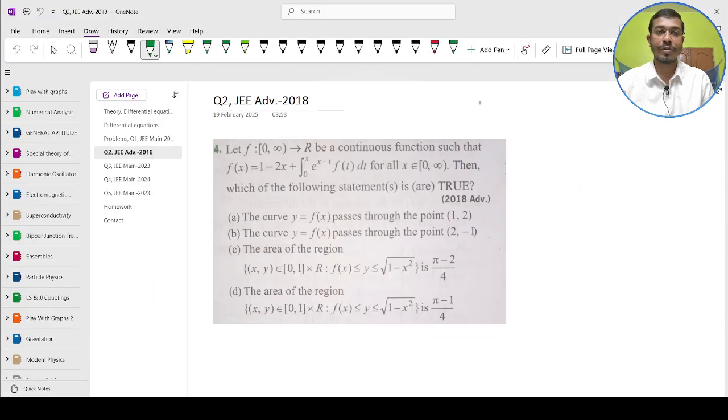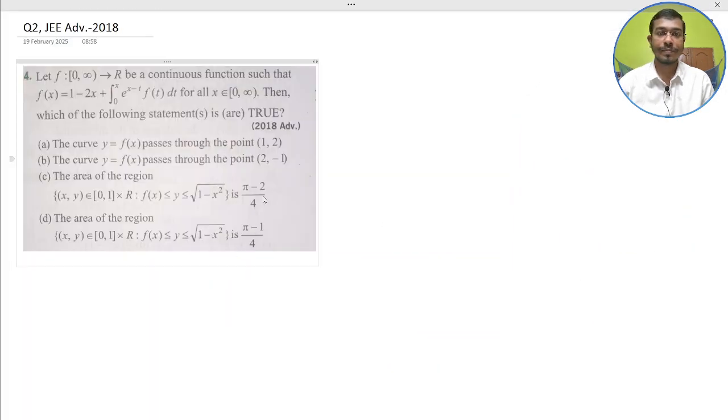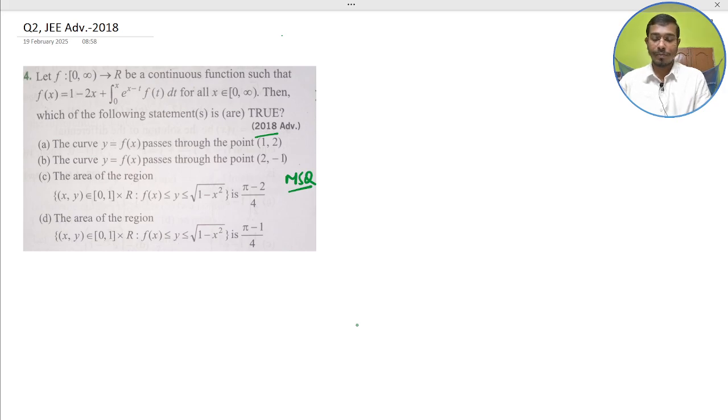Next, question number 2, JEE Advanced 2018. This is basically an MSQ. The first one was an MCQ. Here this would be an MSQ, meaning a multiple select question. One or more than one answer can be correct. You have to match every option. So let us solve.